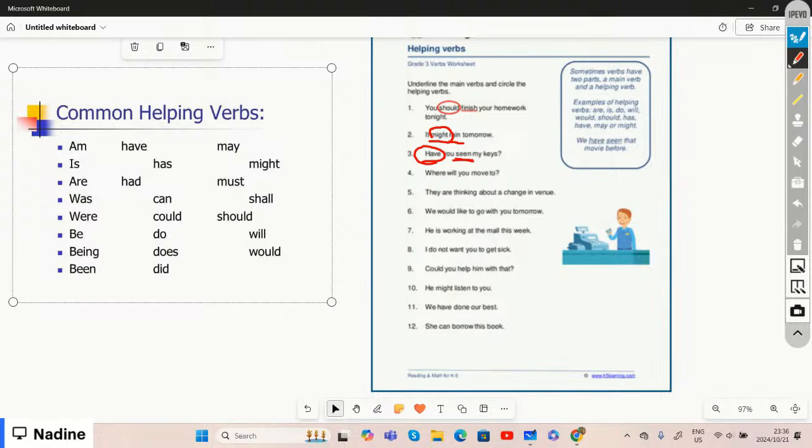Where will you move to? What is the main verb in number 4? Where will you move to? Let's identify the main verb first.